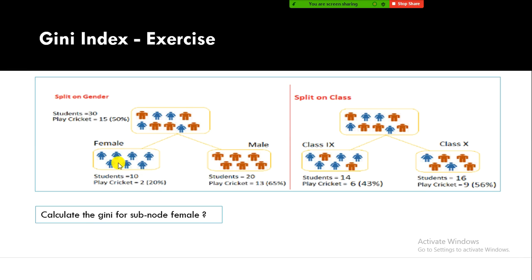Here we have 10, right? Out of the 10, only 2 play cricket, the remaining 8 don't play. So there are 2 classes, play and not play. 20% is nothing but 0.2 probability. In class 1 we have 2 students. Class 1 whole squared is 0.2, and class 2 is 0.8.